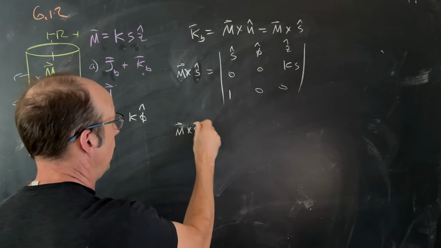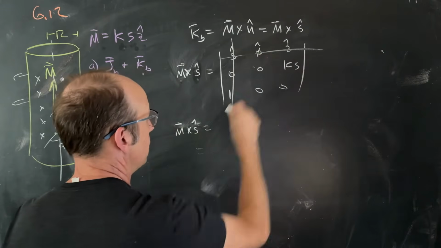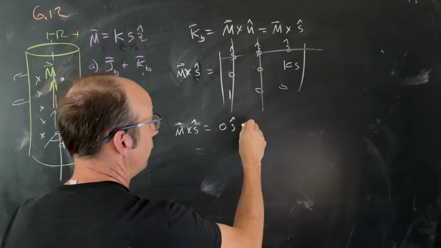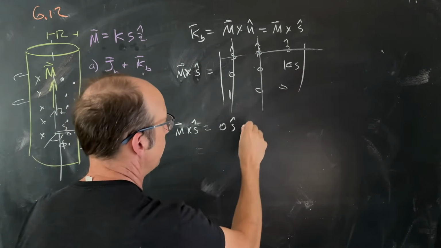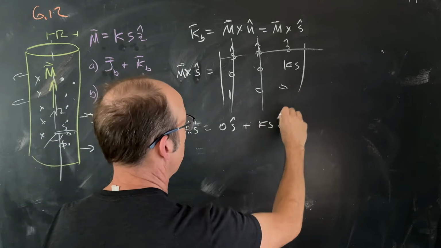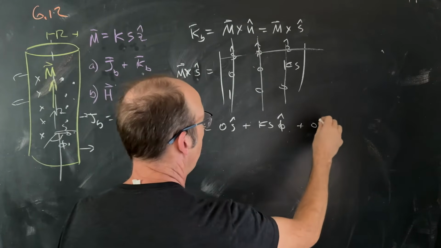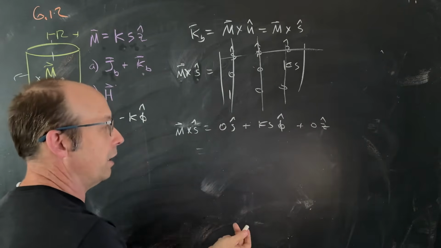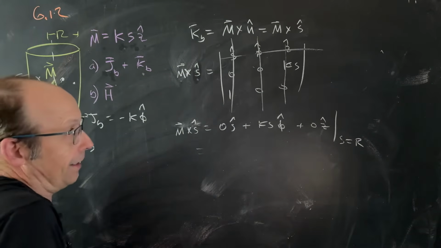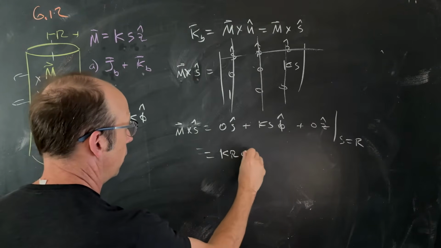M cross s hat is going to be equal to, expand about the s hat, I get 0, so 0 s hat. Expand about the phi hat, I'm going to get positive k s, and then 0, so k s phi hat. And then for z hat, I get 0. Now, this is the surface current density, so I actually have to evaluate this at s equals R. Right? I'm at the surface. s is not anything, it's at R. So this is going to be equal to k R phi hat.